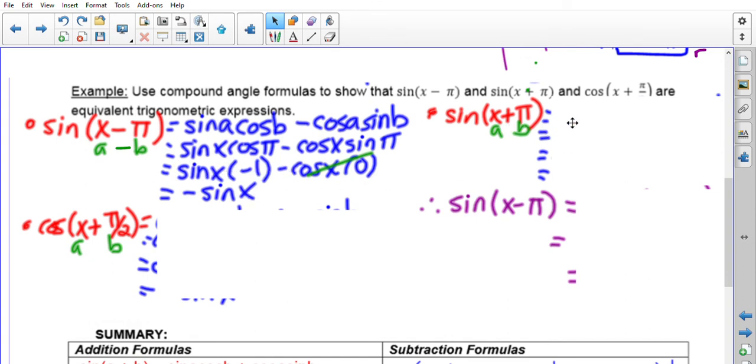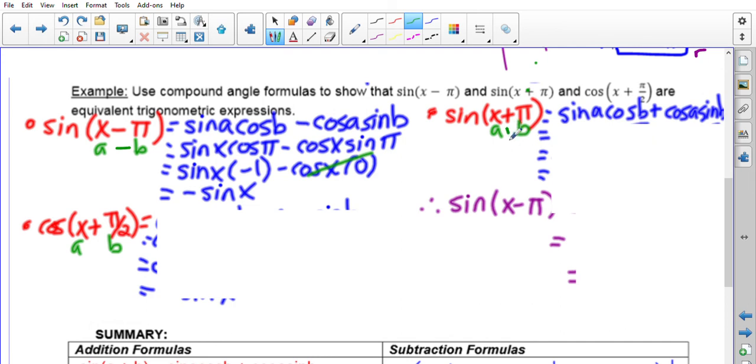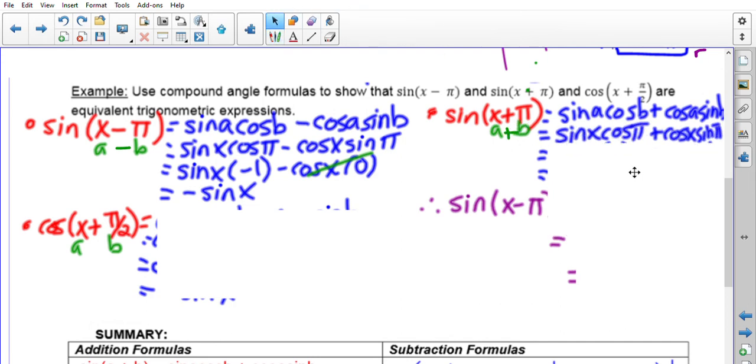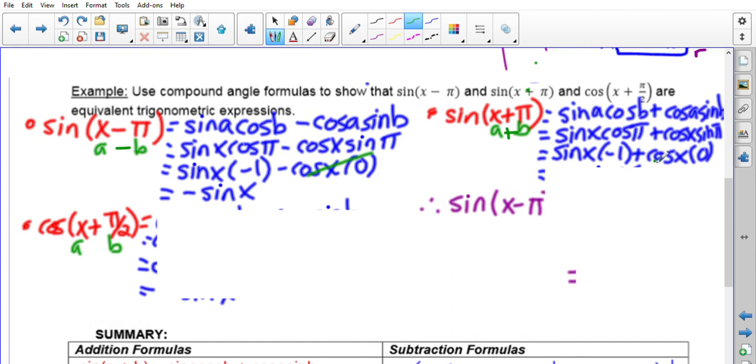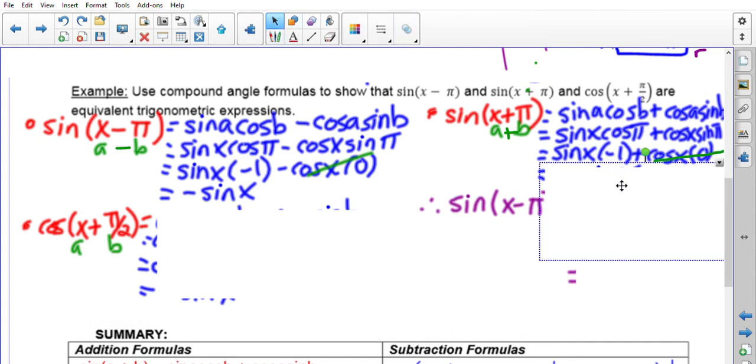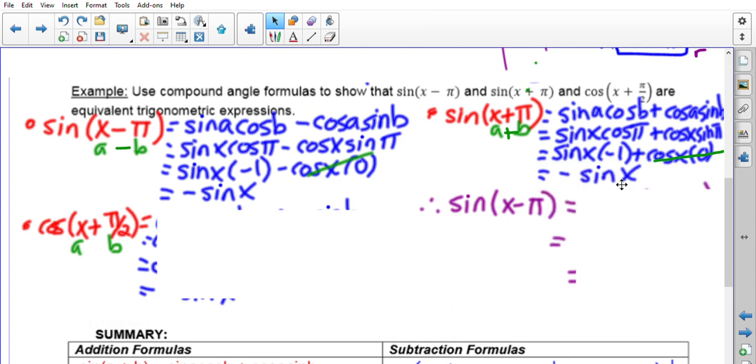Sine x plus pi looks like a plus b, so we're going to use that formula. We get sine x cos pi plus cos x sine pi. Notice we get the same values here that we did there, but with a plus sign in between. Because this eliminates to 0, we're still just left with these two terms multiplied by each other, and so you get negative sine x.